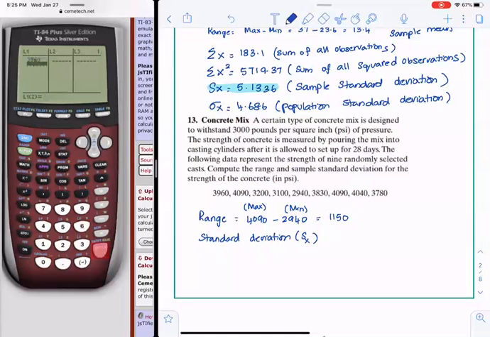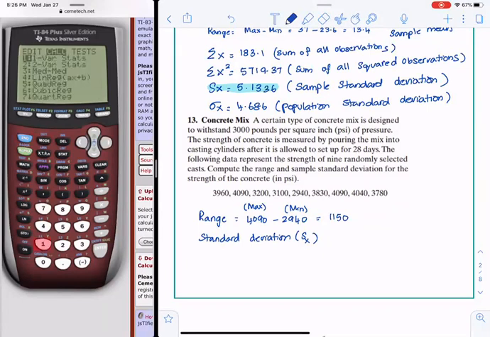So we've got to be careful in entering the numbers in the calculator. If we mess up one single observation, your entire answer will get messed up. 4040 and 3780. Let me double check. Okay.